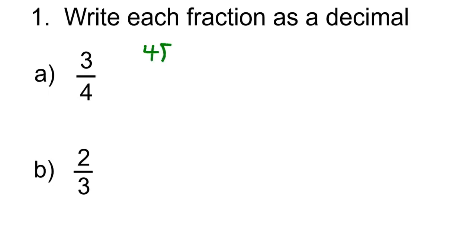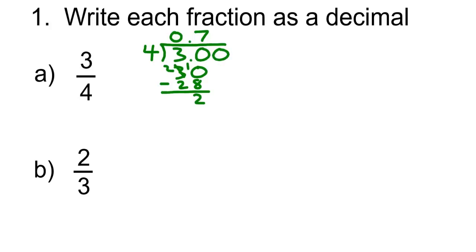3 over 4 can be written as 4 going into 3. 4 goes into 3 0 times. Add a decimal, add a 0, bring down the 3 and the 0. 4 goes into 30 7 times, which is 28. 30 minus 28 is equal to 2. Bring down the 0. And 4 goes into 20 exactly 5 times, so we can stop. So 3/4 is equal to 0.75 as a decimal.